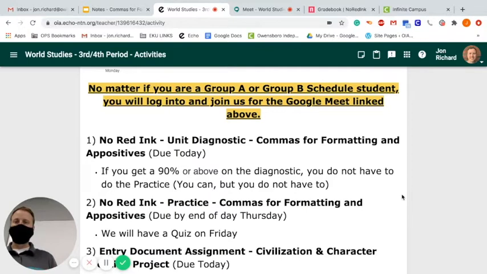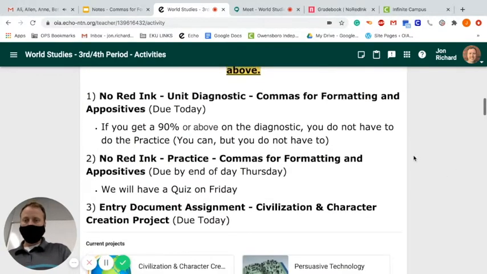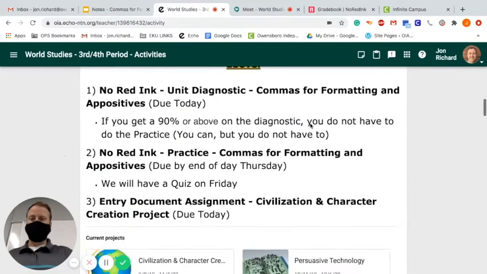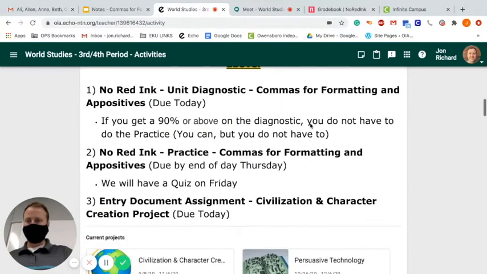But just to give you a heads up, you'll go to class right after this class, okay? So this class still runs 10 to 11:30. So for today, as a reminder up here, no matter if you are in Group A or Group B schedule, you will log into and join us from the Google Meet linked above. So everybody that's here, you know what you're doing.